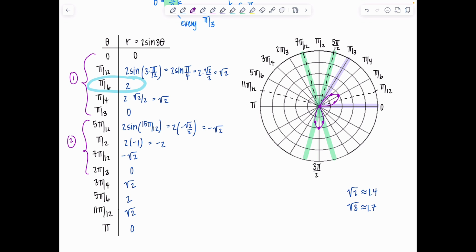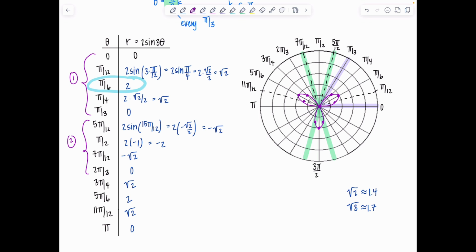3 pi over 4 is rad 2. So here's 3 pi over 4. Rad 2 is going to be about there. Okay. 5 pi over 6 is 2. 11 pi over 12 is rad 2. And then we're back to 0. Fabulous. There's my 3 petals, okay? I know, it doesn't really look like a rose.